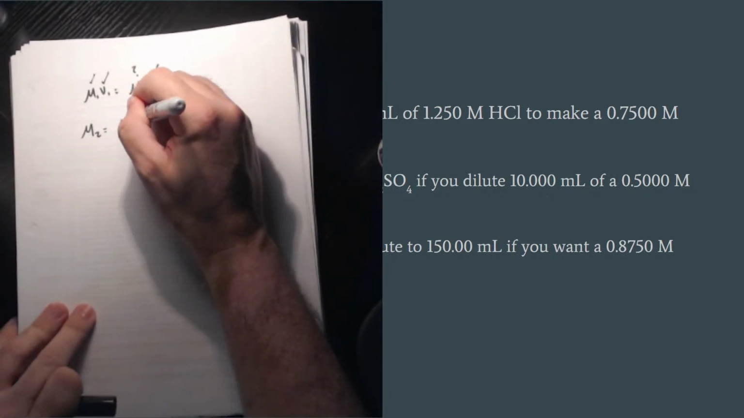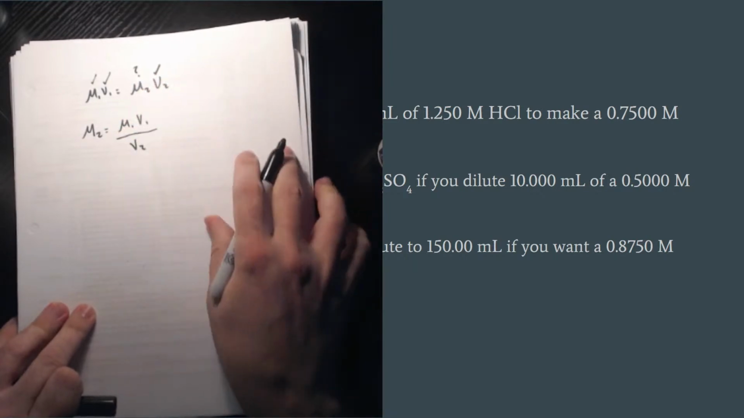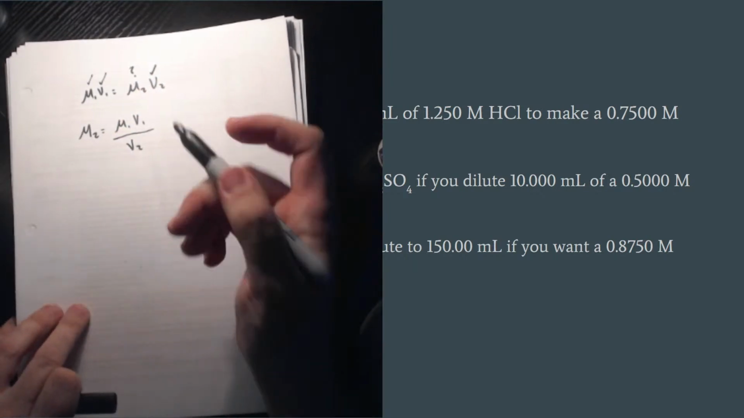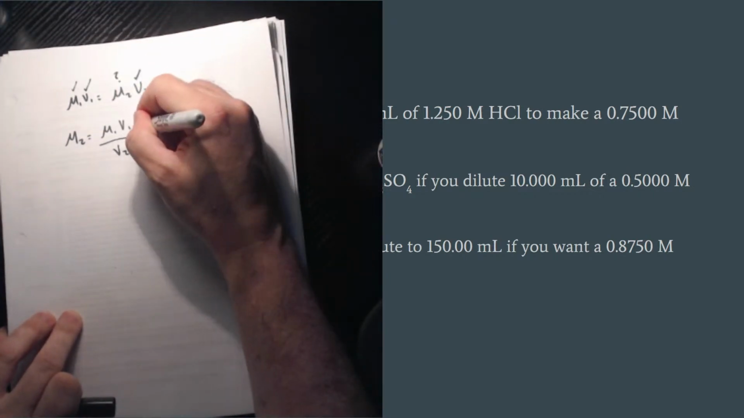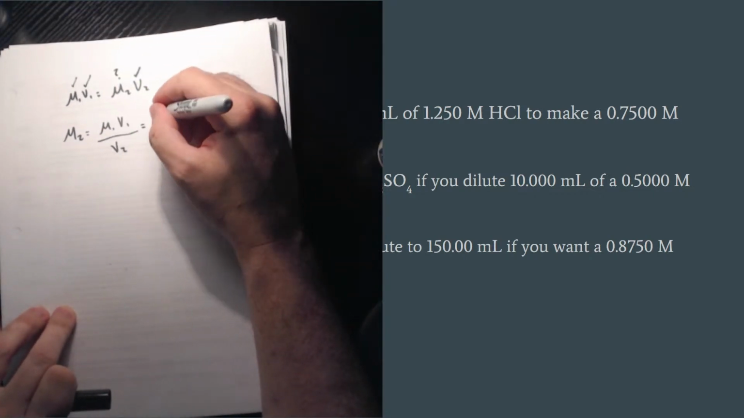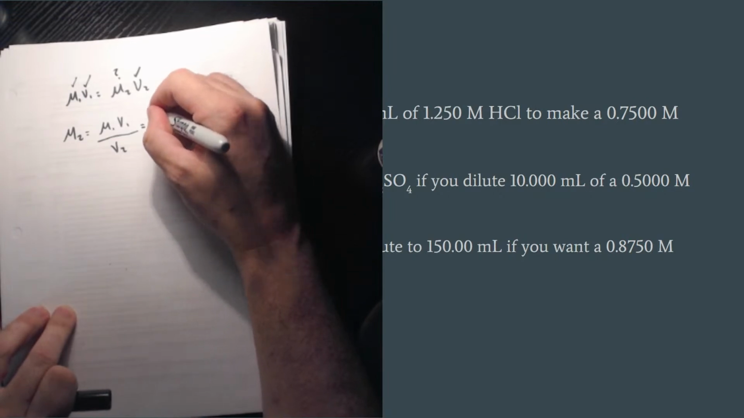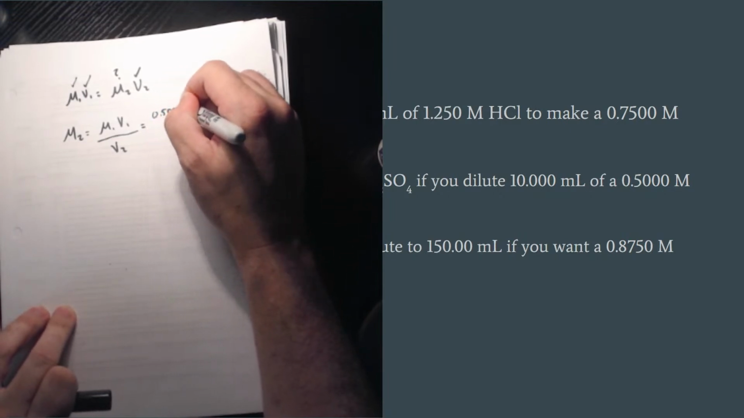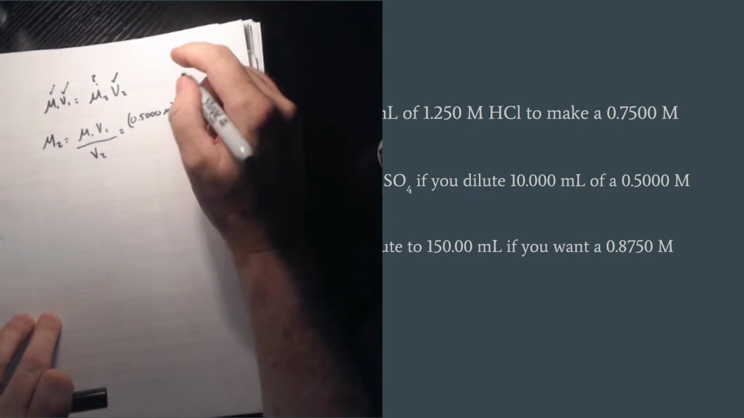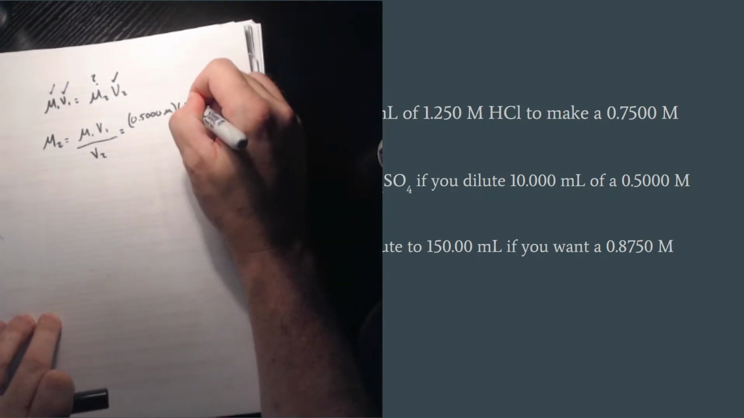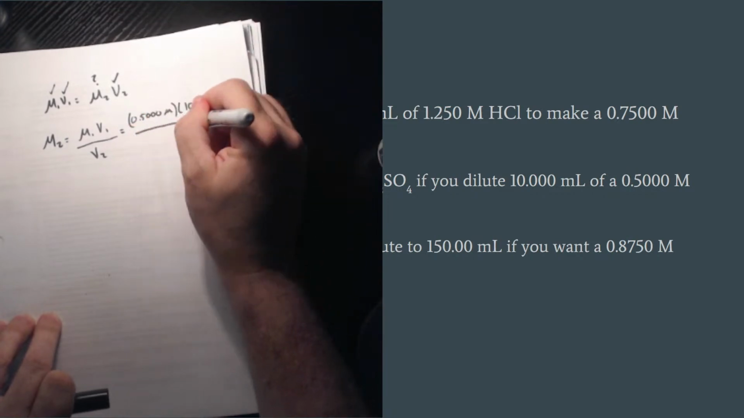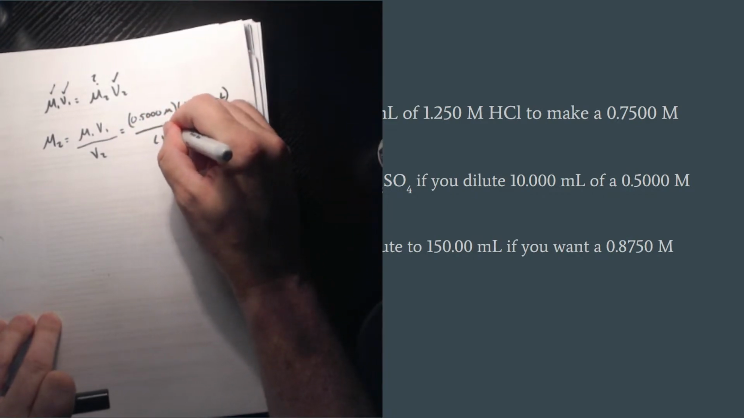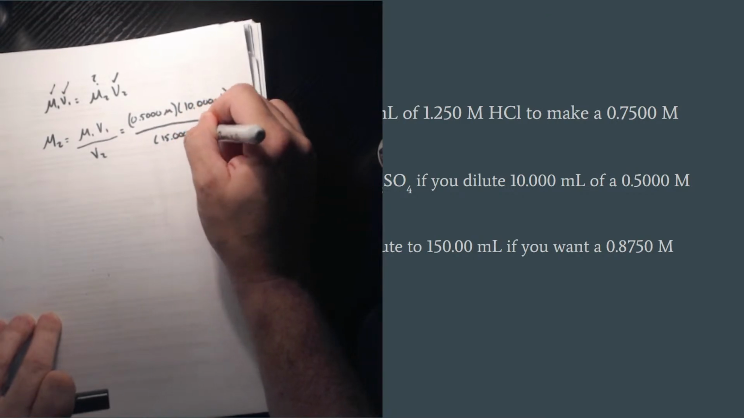So M1V1 over V2. And again, you don't have to convert to liters because milliliter divided by milliliter will cancel out just fine. So M1 was 0.5000 molar, V1 was 10.000 mL, V2 is 15.000 mL.